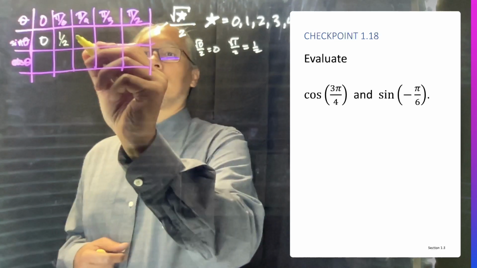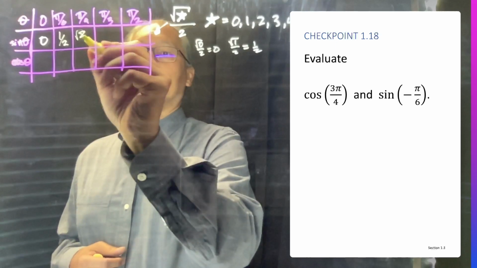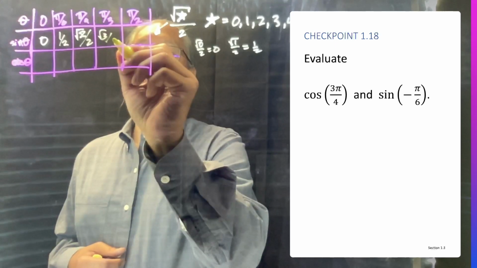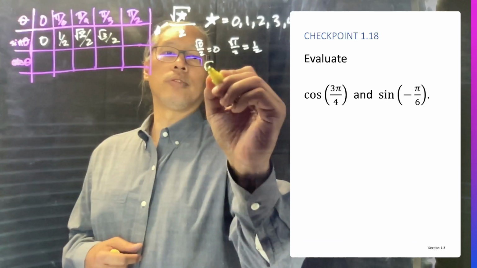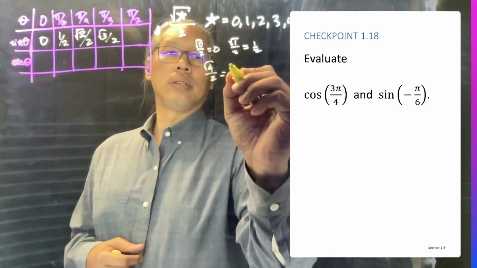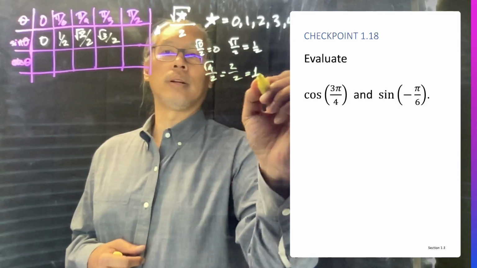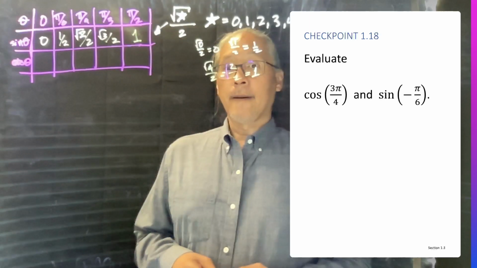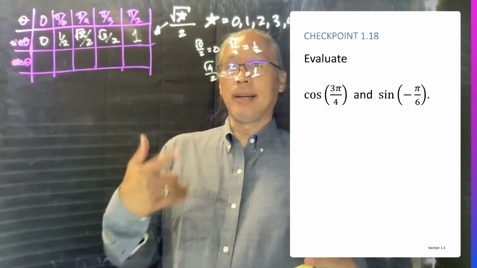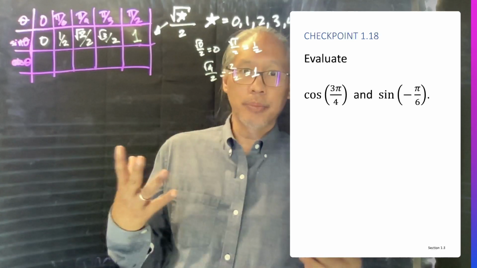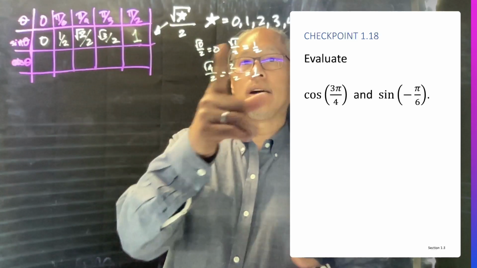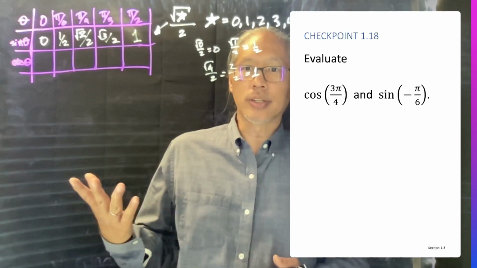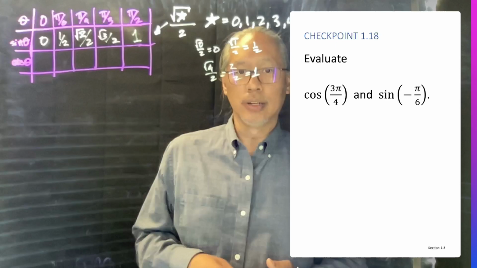Root 2 over 2 cannot be simplified. Square root of 3 over 2 cannot be simplified. But the square root of 4 over 2 is 2 over 2, which is equal to 1. So that's the last slot here, 1. Okay, so now just by remembering square root of something over 2 and counting from 0, 1, 2, 3, 4, you can fill out the whole row for the sine functions in the first quadrant.